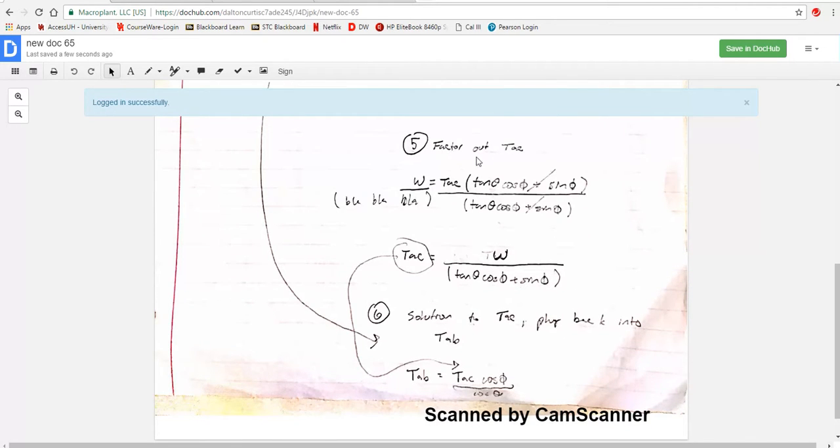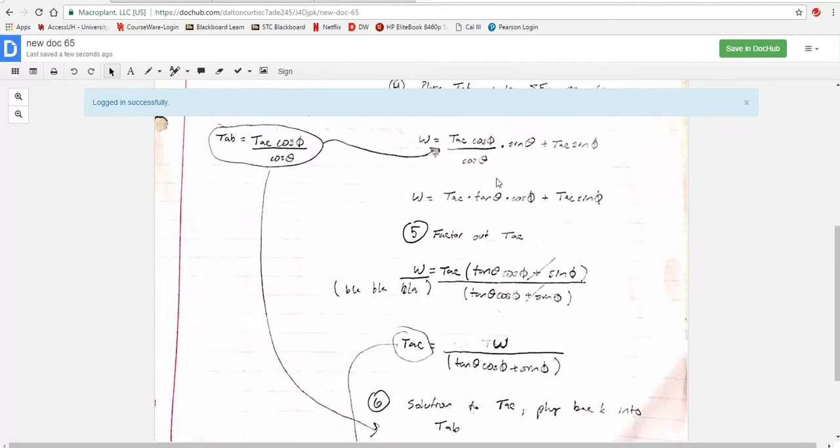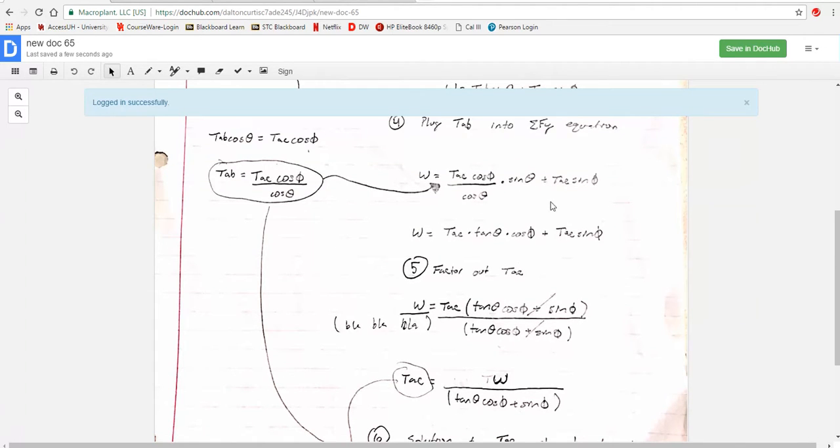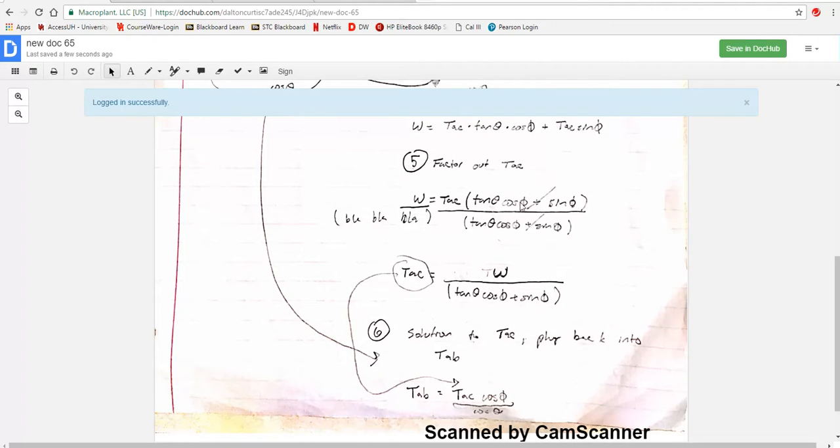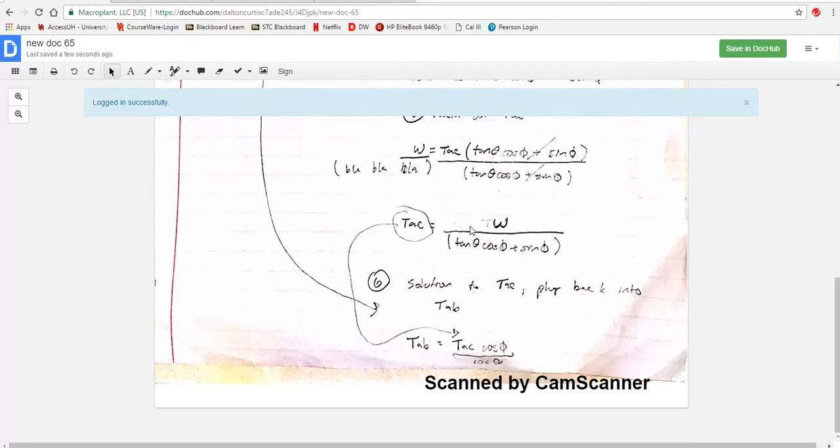In step 5, we factor out the tension in AC, because as you can see there was tension in AC here and tension in AC here, so we can pull that out. And then we divide it to the other side, so we have W over all this, and that's why I called it blah blah blah. Now we have the tension in AC is equal to W over the tangent of theta cosine of theta plus the sine of theta.